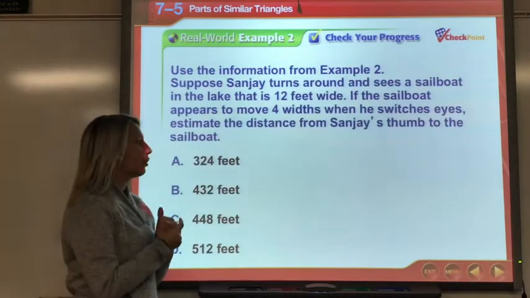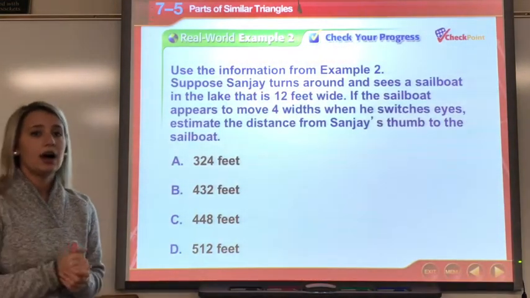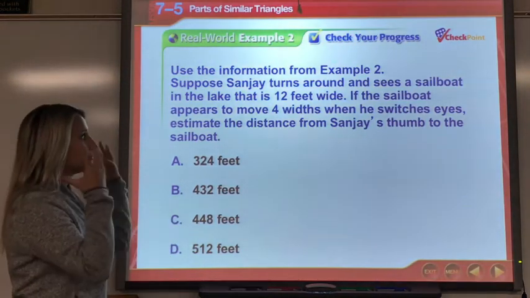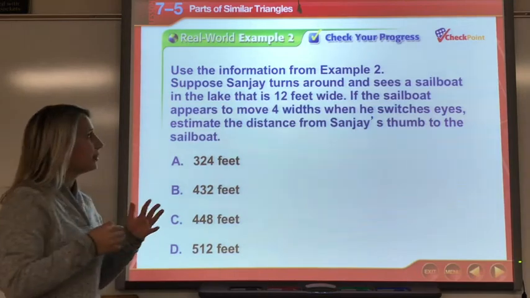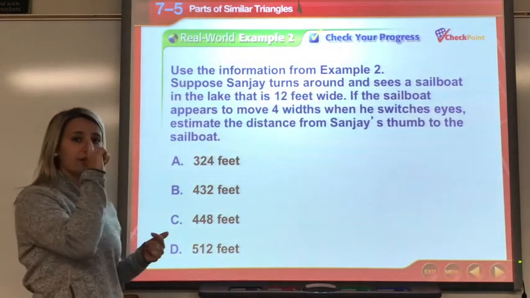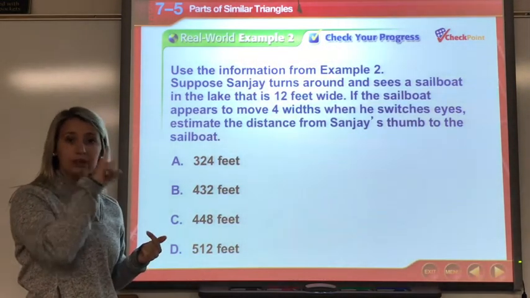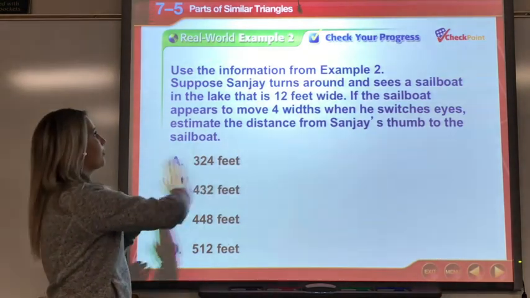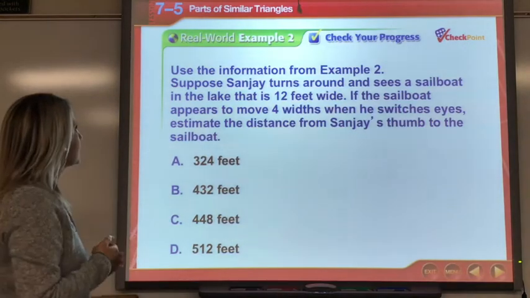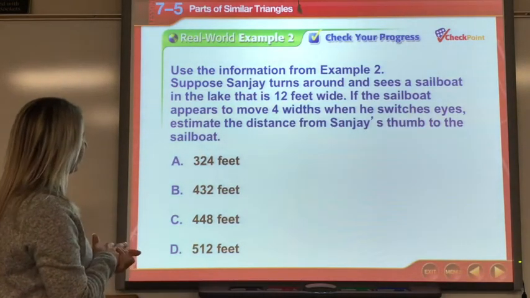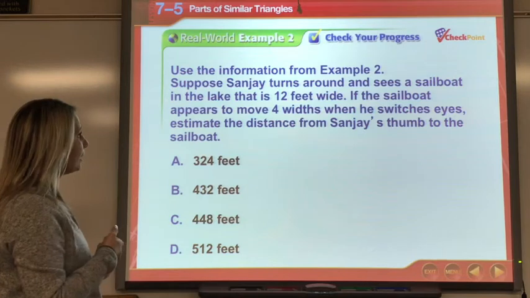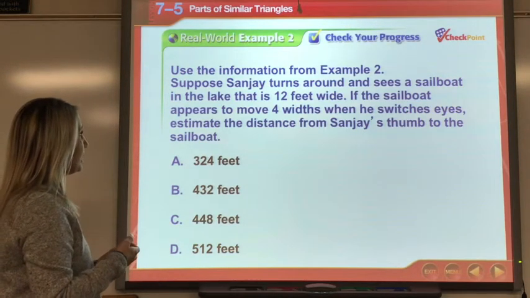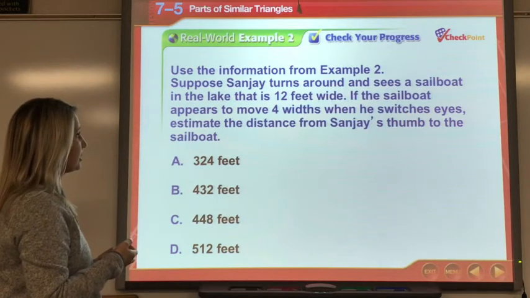Okay, so here's another one for you guys to try. We're taking the same information about Sanjay's proportions, but now we're looking at a sailboat. So we still have that 1 unit between our eyes and 9 units out to our arm, okay? So now we're supposing that Sanjay turns around and sees a sailboat in the lake that is 12 feet wide. If the sailboat appears to move 4 widths when he switches eyes, estimate the distance from Sanjay's thumb to the sailboat.